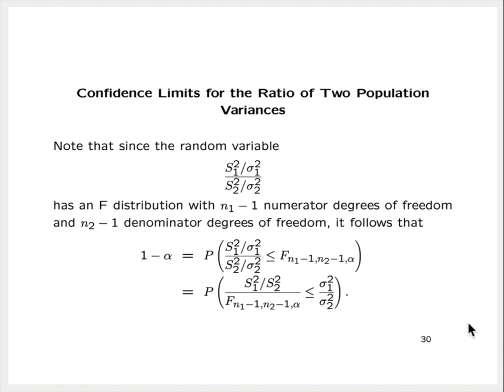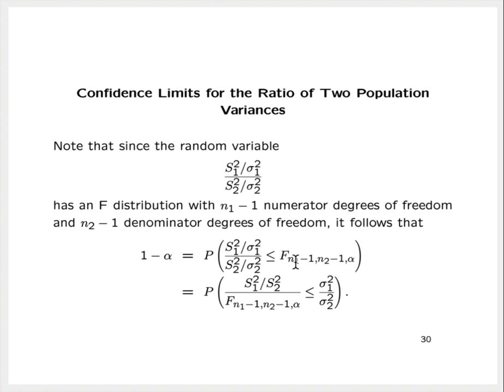Now let's look at how to come up with confidence limits for a ratio of population variances. Again, recall that the random variable, S1 squared over sigma 1 squared, divided by S2 squared over sigma 2 squared, has an F distribution with numerator degrees of freedom given by N1 minus 1 and denominator degrees of freedom given by N2 minus 1.